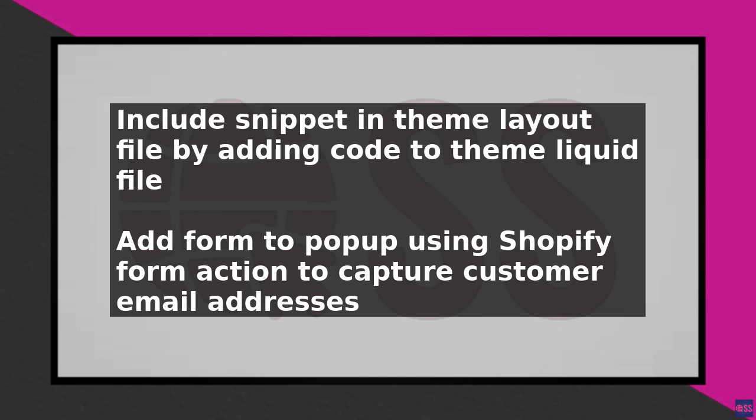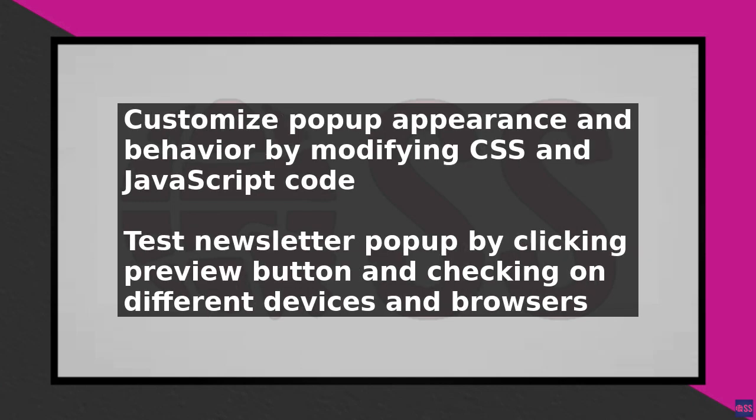To customize the appearance and behavior of your pop-up, you can modify the CSS and JavaScript code in your snippet. You can change the background color, font, and other styles to match your brand. You can also set a delay or a specific page where the pop-up will appear.